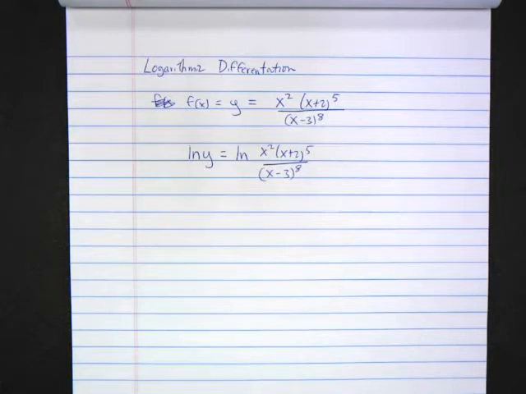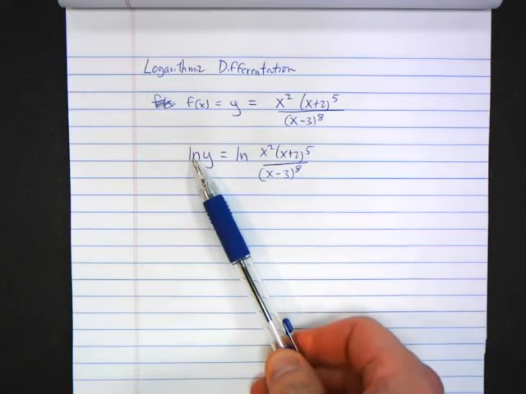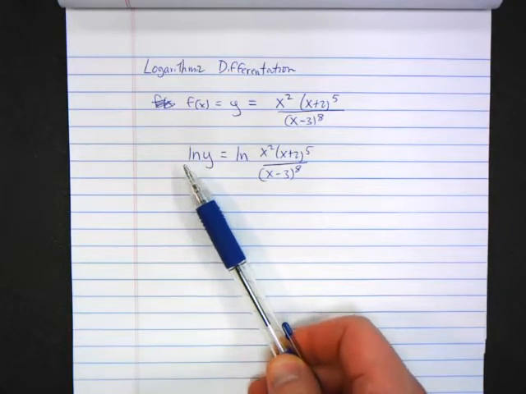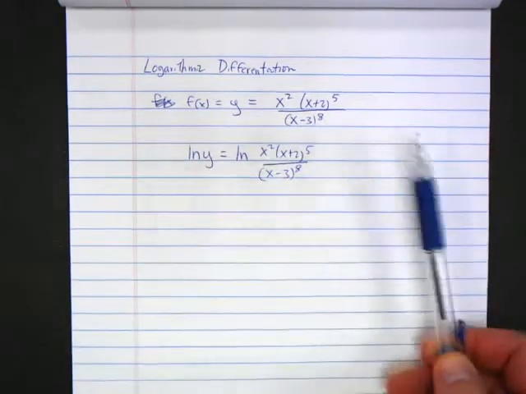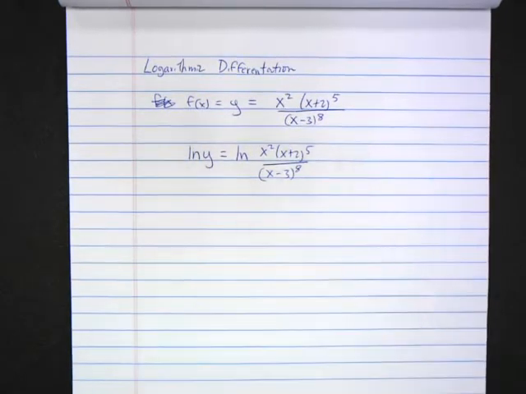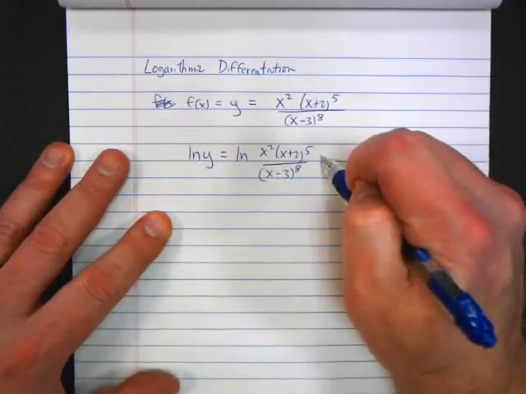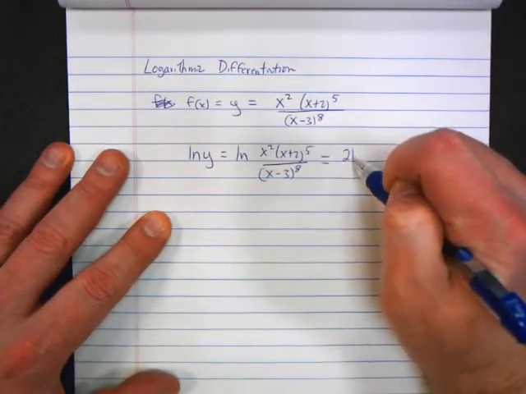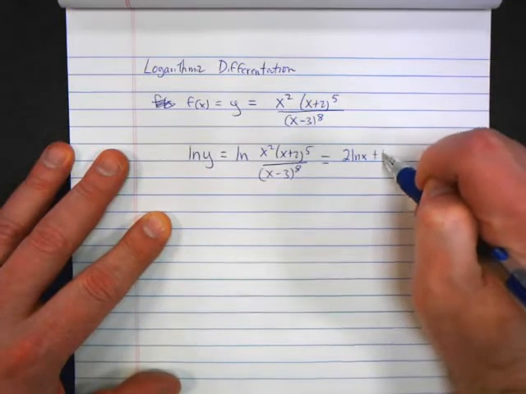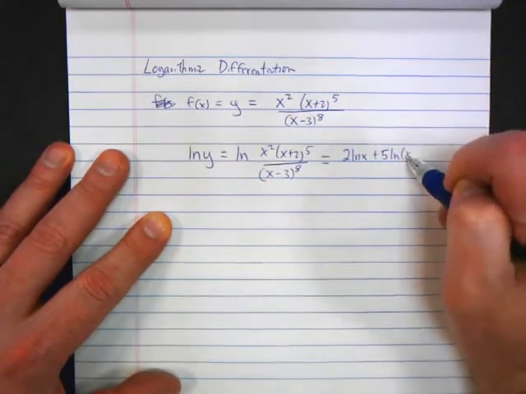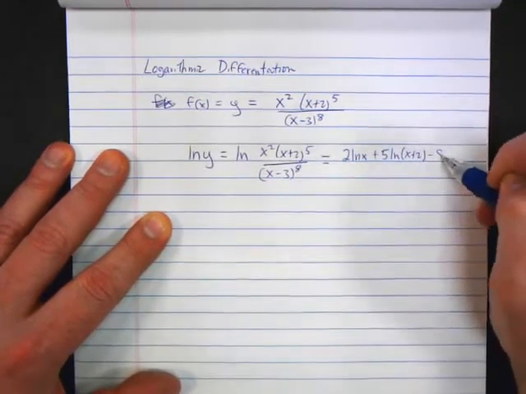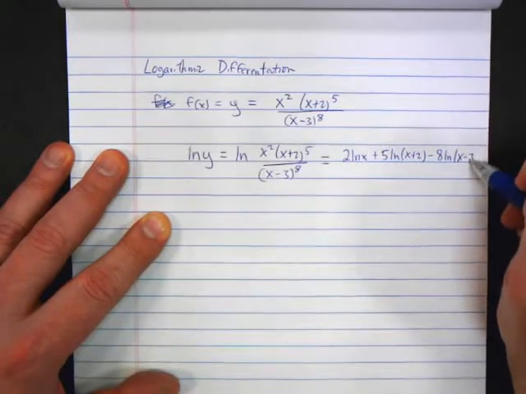What's wrong with x squared is that it's not a one-to-one function. It doesn't pass the horizontal line test. But ln is always increasing, so it's a one-to-one function. So you can do ln on both sides and you don't mess up the equation. We do the ln in order to split this up. So we're going to write this as 2 ln x plus 5 ln of (x plus 2) minus 8 ln of (x minus 3).